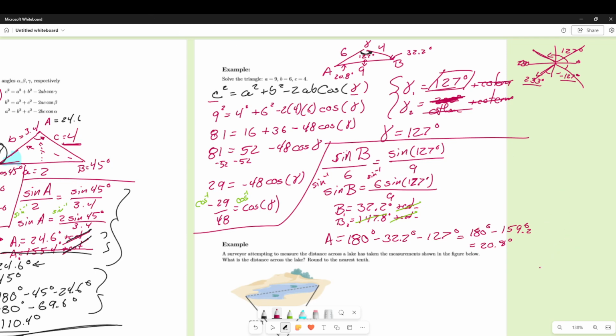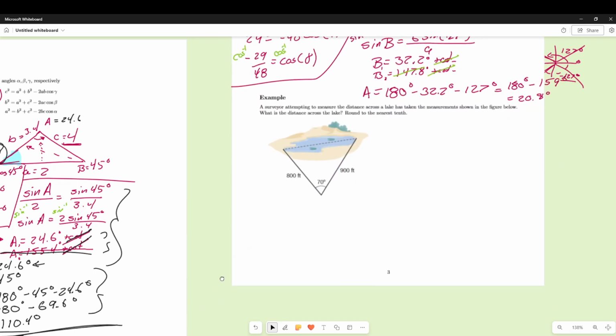So we can use it to find angles, we can use it to find side lengths, but generally the law of cosine's job, again, is to build that opposite pair, and then we can use our other tools to find anything and everything else we might need.